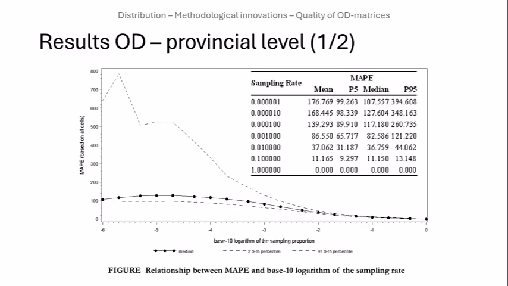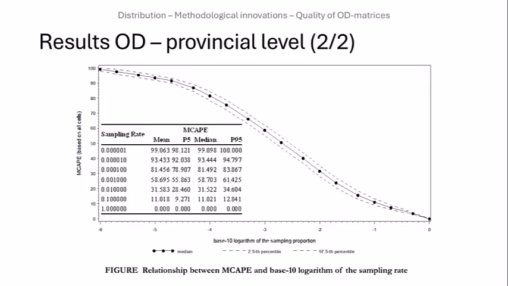At the provincial level, with just 11 zones, considering Brussels as a separate province for this case, errors are lower compared to the district level. However, errors remain substantial. The MCAPE results confirm the same trend. Even after correcting for asymmetry, the errors are significant unless the sample is very large.